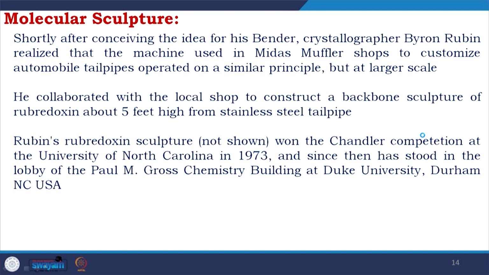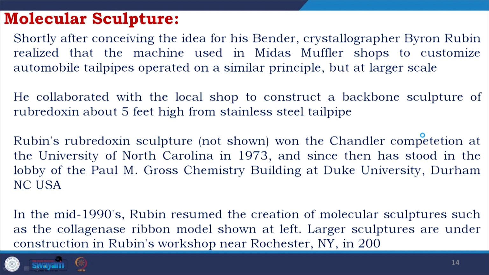Rubin's rubredoxin sculpture won the Chandler competition at the University of North Carolina in 1973 and since then has stood in the lobby of the Paul M. Gross Chemistry Building at Duke University, Durham, US. In the mid 1990s, Rubin resumed the creation of molecular sculptures such as the collagenous ribbon model shown. Larger sculptures were under construction in Rubin's workshop near Rochester, New York in 2000.